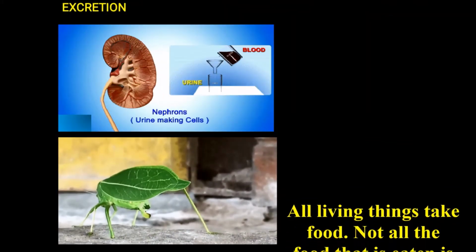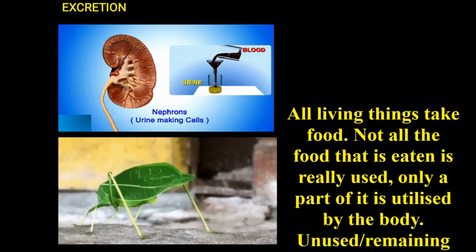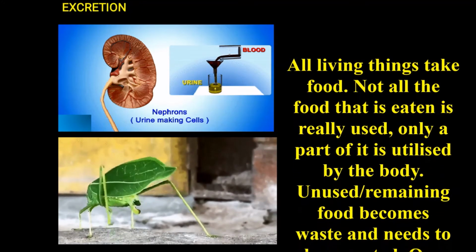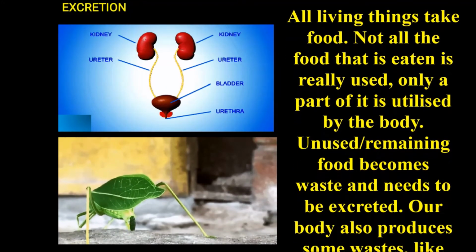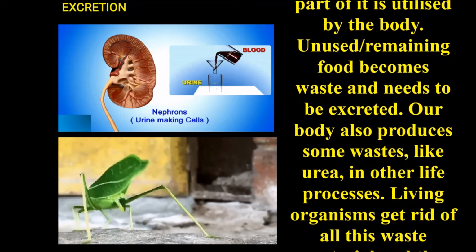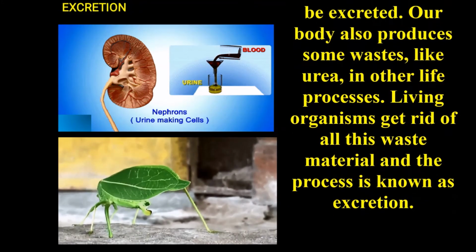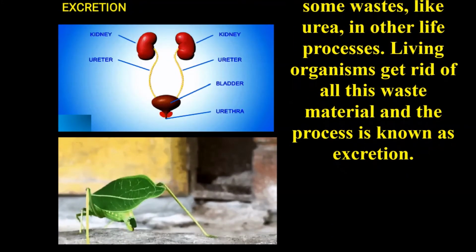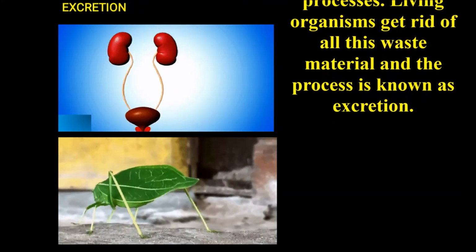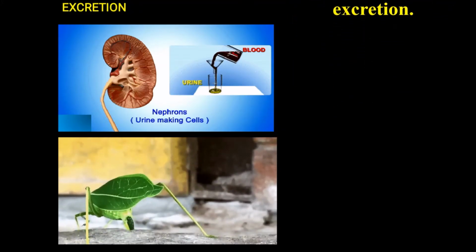Excretion. All living things take food. Not all the food that is eaten is really used. Only a part of it is utilized by the body. Unused and remaining food becomes waste and needs to be excreted. Our body also produces some waste like urea in other processes. Living organisms get rid of all this waste material, and the process is known as excretion.